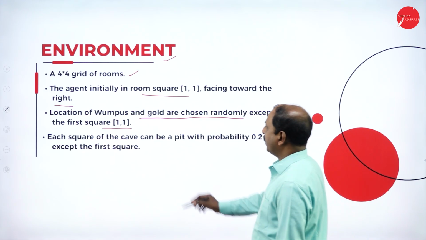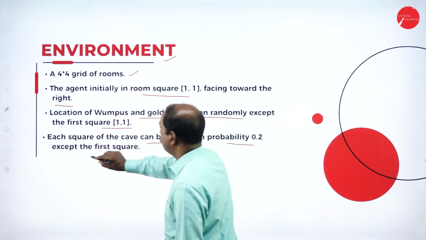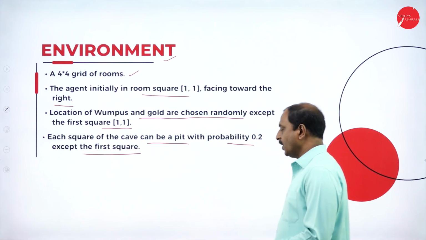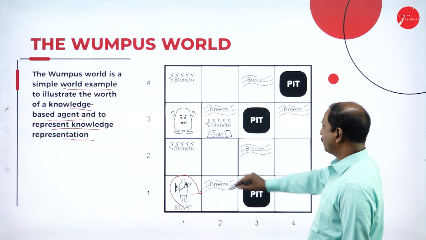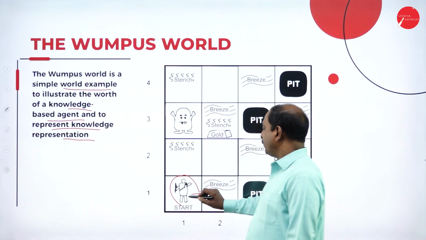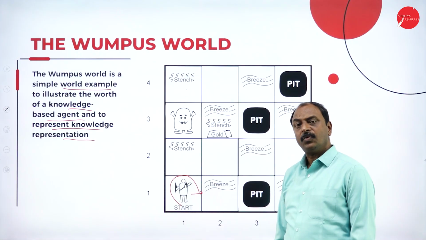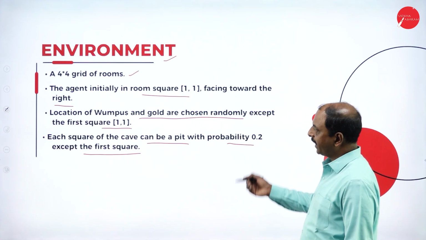Next one is that each square of the cave can be a pit with a probability of 0.2 except the first square. So we can have a pit anywhere in the grid, but not at 1,1, because this is the starting point of the agent. So these are the environment in this example.